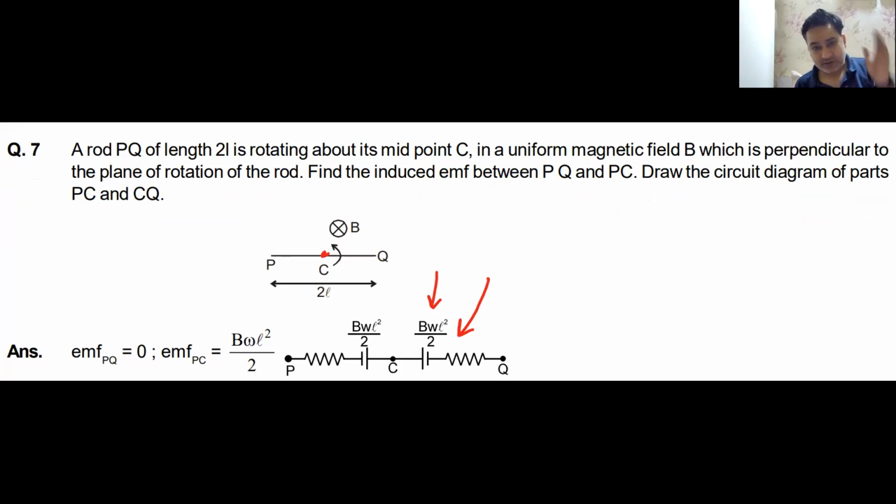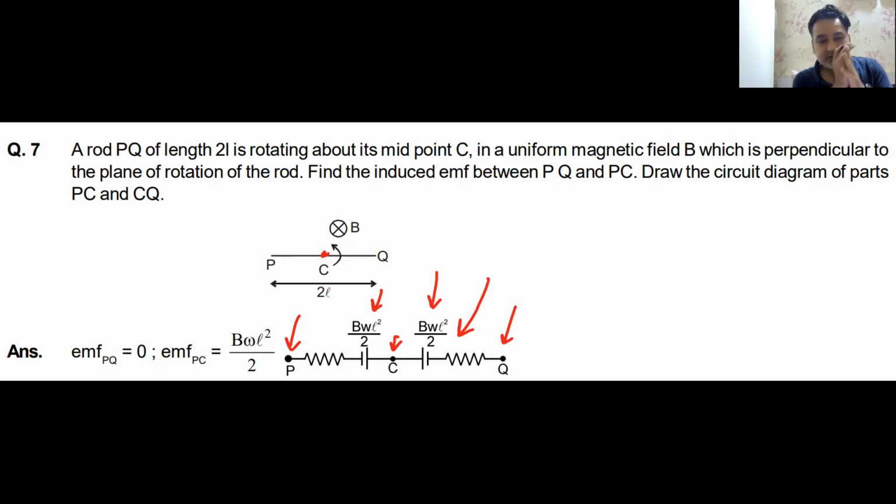Similarly, if you draw the equivalent battery between P and C, again point C will come at a higher potential and the potential difference between P and C will be B omega L square by 2. That means point P and Q, which are the two ends of the rod, is not rotating about an end, it is rotating about the center point.